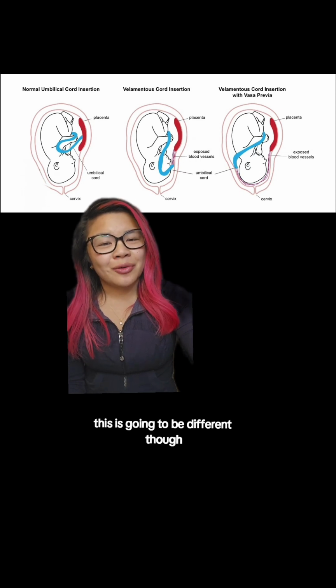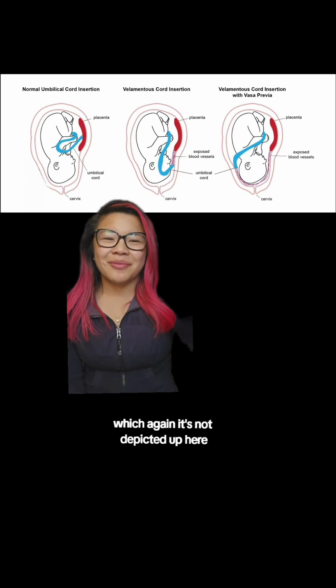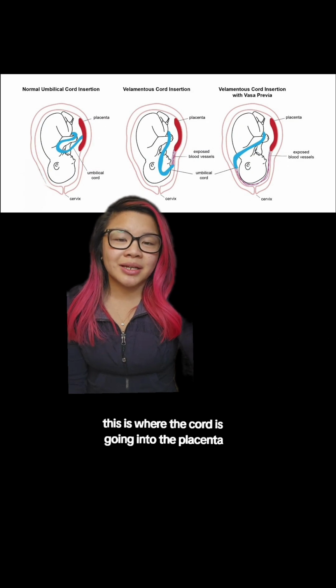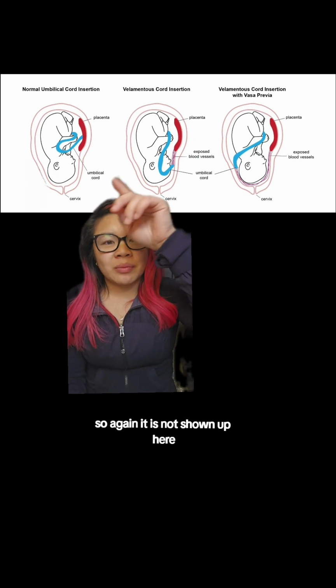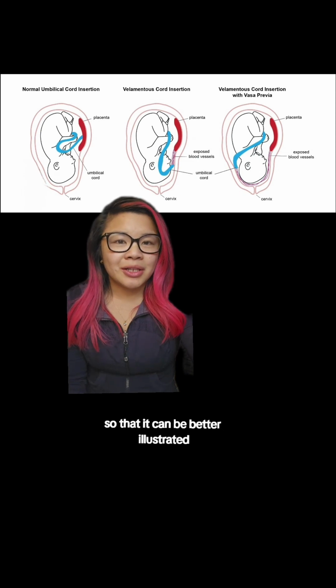This is going to be different though than a marginal cord insertion, which again is not depicted up here. With a marginal cord insertion, the cord is going into the placenta, but it is less than 2 centimeters away from the edge of the placenta. Again, it is not shown up here, but I am going to bring up an ultrasound picture after this so that it can be better illustrated.